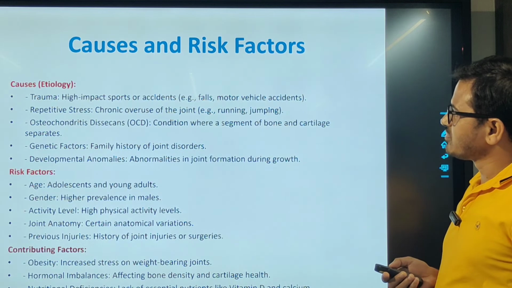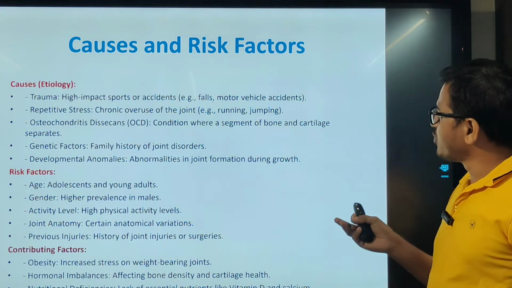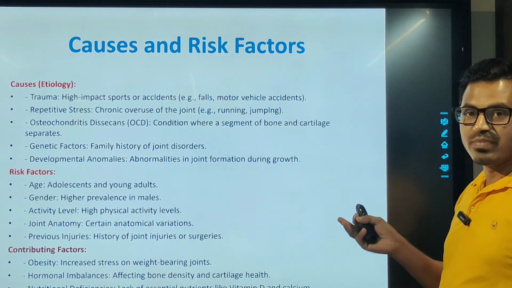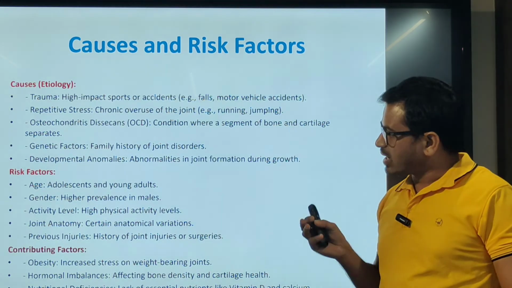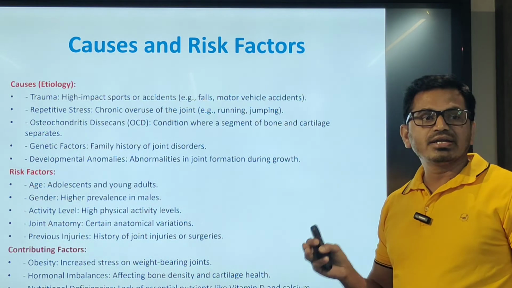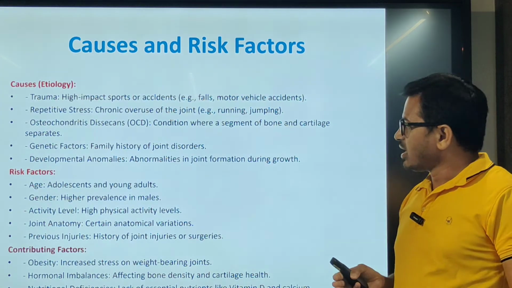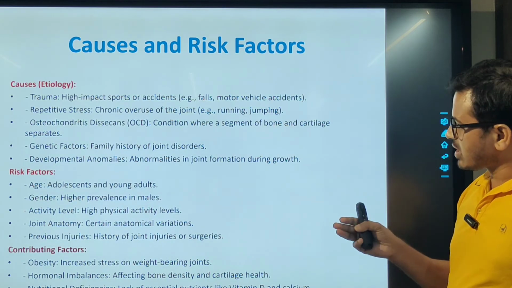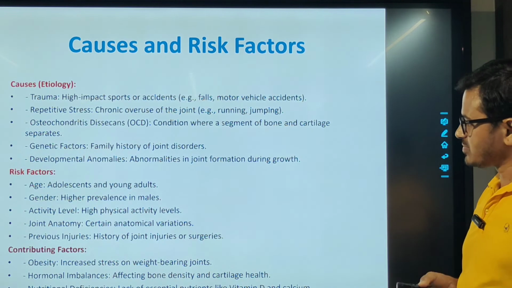Usually causes include trauma, repetitive stress like chronic overuse of the joint, osteochondritis dissecans, genetic factors, and sometimes developmental anomalies also. And risk factors include age. It is especially prevalent in adolescents and young adults with high physical activity like athletes, and with abnormal anatomy of the joint, and previous injuries.